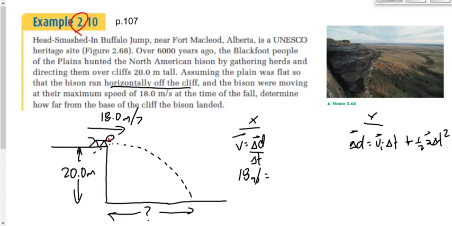Do we know the horizontal displacement? No, that's what we're looking for, right? We're looking for how far horizontally from the base of the cliff this bison landed. So we don't know what that is. Do we know how long that bison is in the air for? Nope, we don't. All right, that wasn't very helpful. That's okay. Remember we said it's brute force at this point. Just sub in numbers and see what happens.